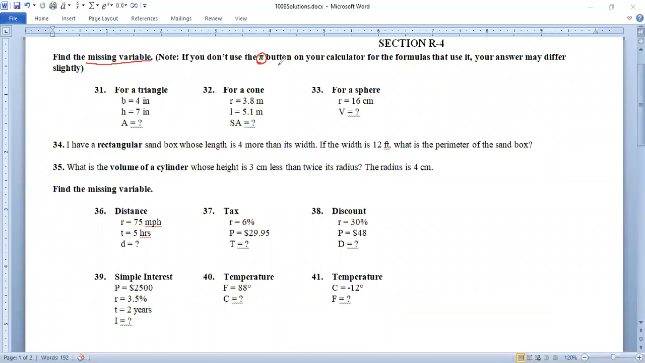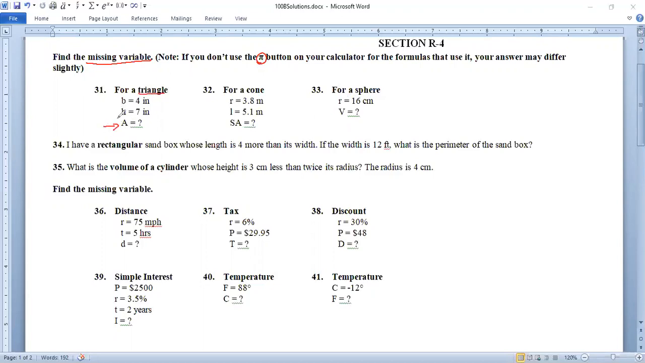But if you use 3.14, especially when we start timesing by very large numbers like 16 to the third power or something, you'll be off by a few decimal places, which isn't totally bad, but recognize that that would be the cause. All right, number 31, we're trying to find the A in a triangle.